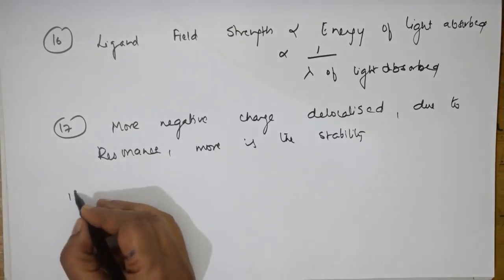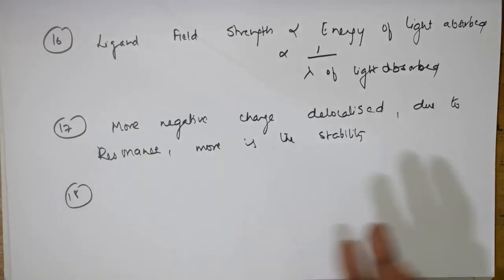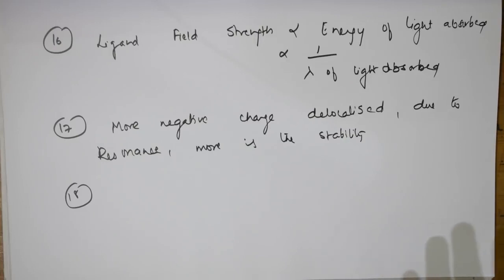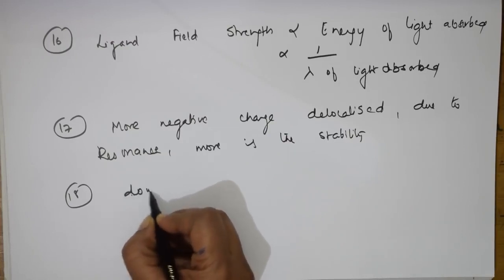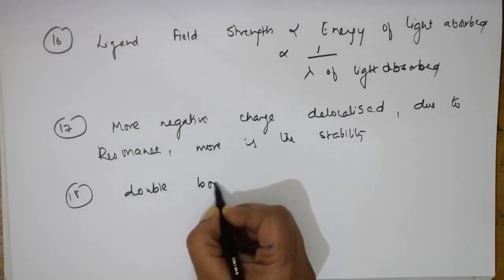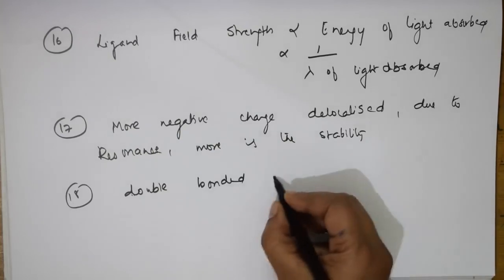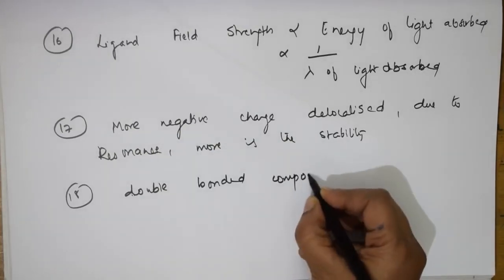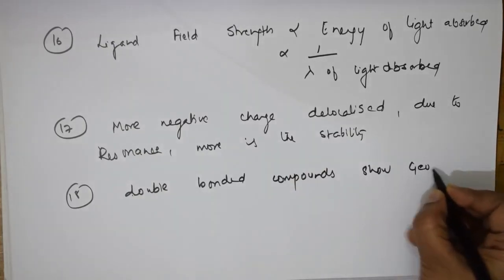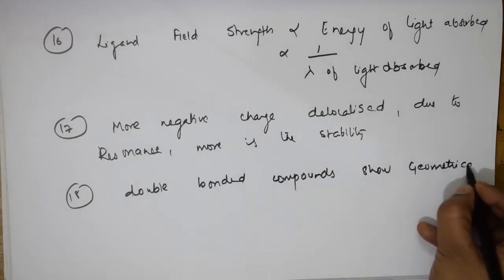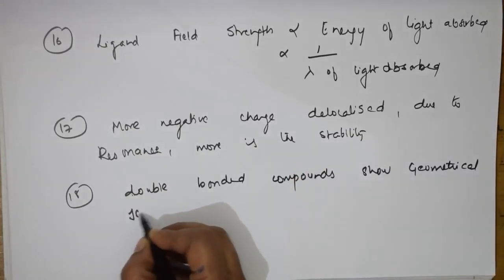Right. 18th concept. When they ask you in terms of isomers, which will show geometrical isomers or optical isomerism, remember, in terms of geometrical isomerism, double bonded compounds show geometrical isomerism. Remember this concept, geometrical isomerism.